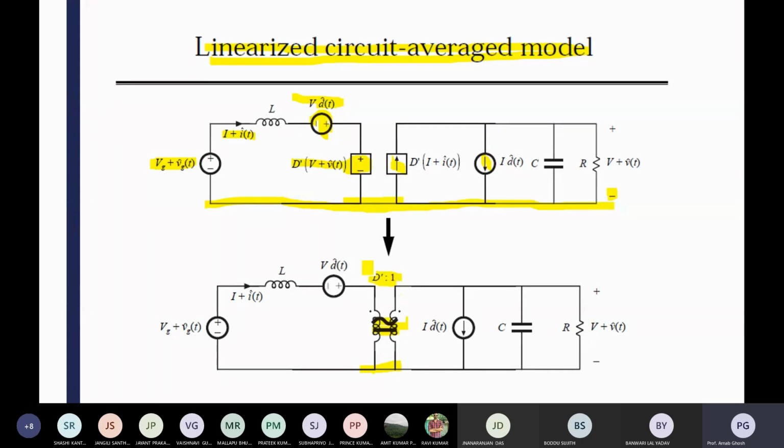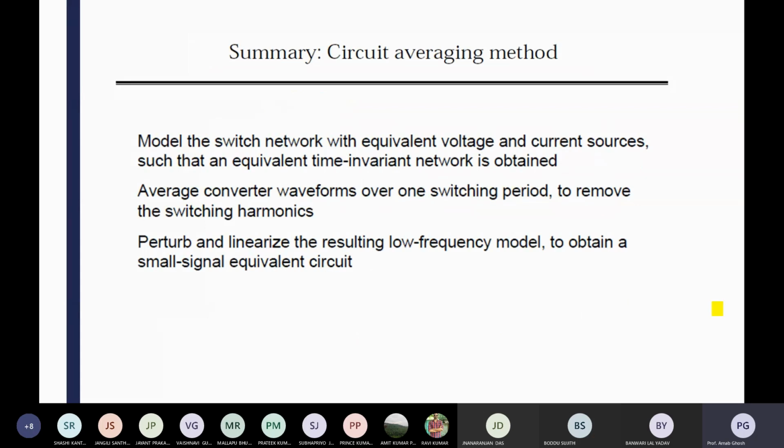It is D dash one. Basically, D dash is there, that's why it is D dash one. So I think you are able to understand those calculations. So what is the summary of the switched averaging method? From the summary we can understand.